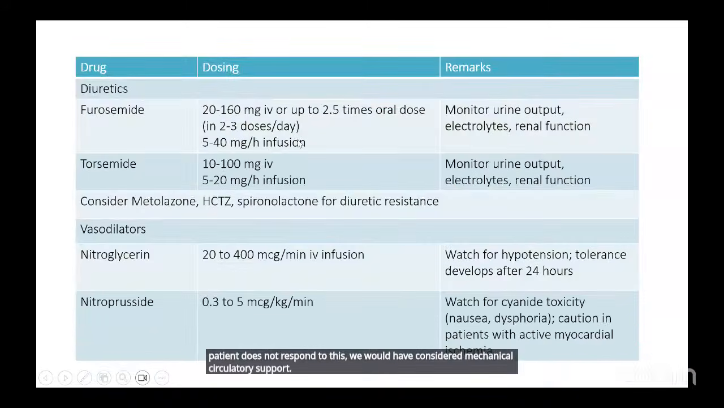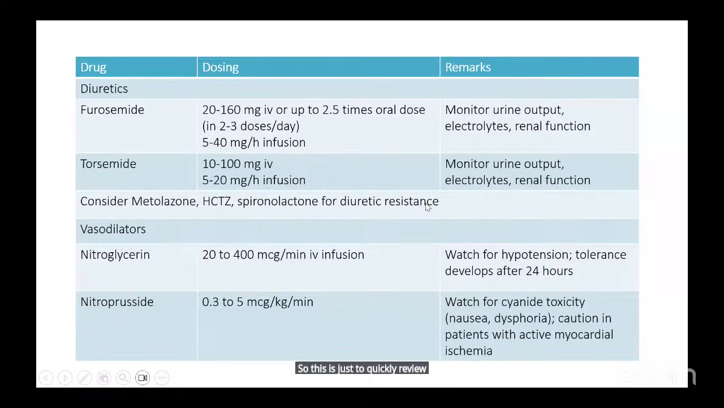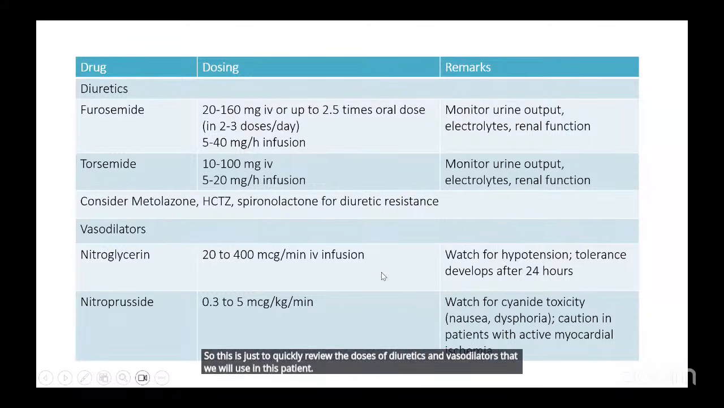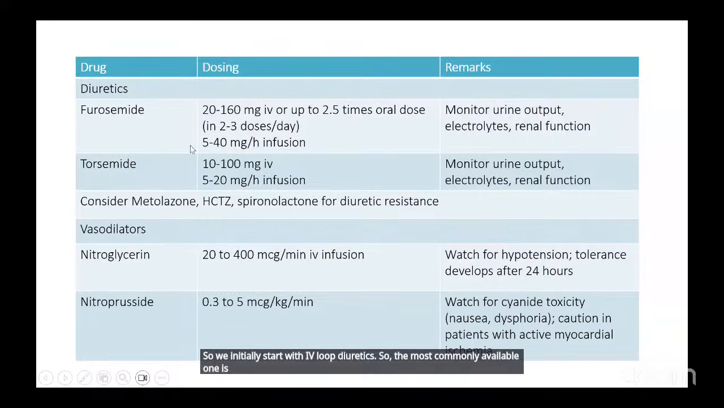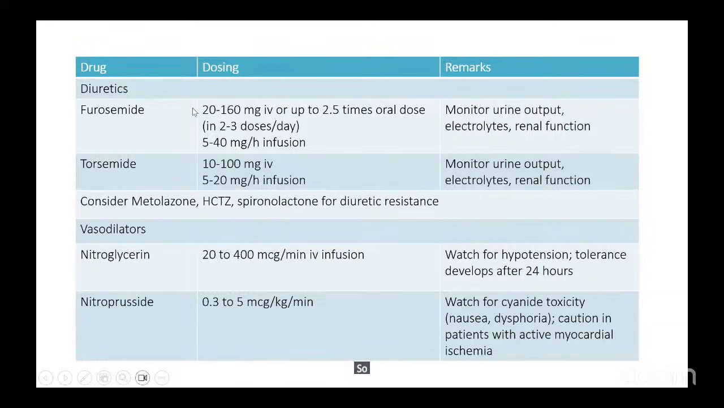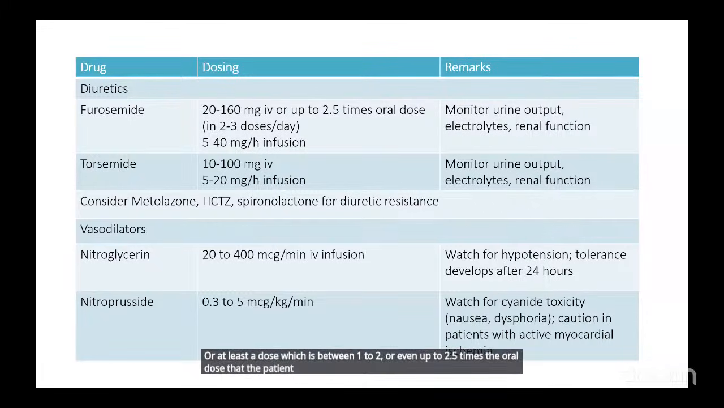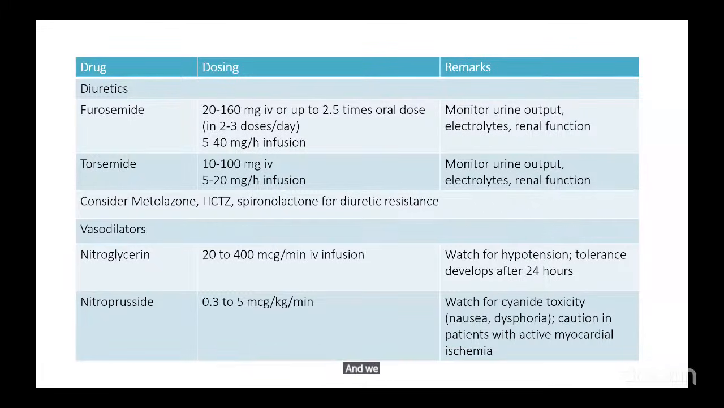So this is just to quickly review the doses of diuretics and vasodilators that we will use in this patient. So we initially start with IV loop diuretics. The most commonly available one is furosemide in our setting. So we should give a dose of around 20 to 160 milligram IV, or at least a dose which is between 1 to 2 or even up to 2.5 times the oral dose that the patient was receiving in OPD. And we should divide this into 2 to 3 doses per day.